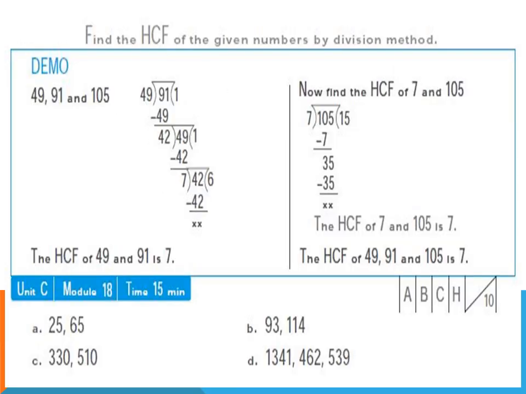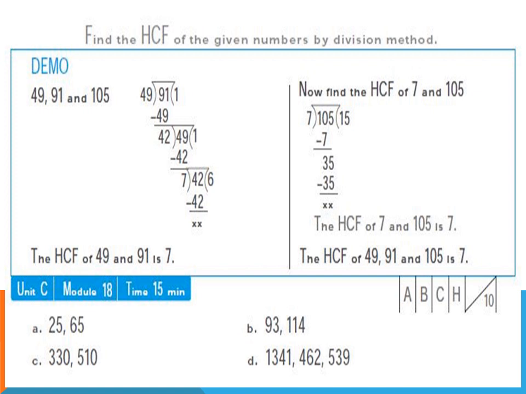Moving on, module number 18, find the HCF by the division method. So how will we do the division method? Look at the demo. We have to find the HCF of 49, 91 and 105. So first of all, we will divide the second largest number by the smallest number.